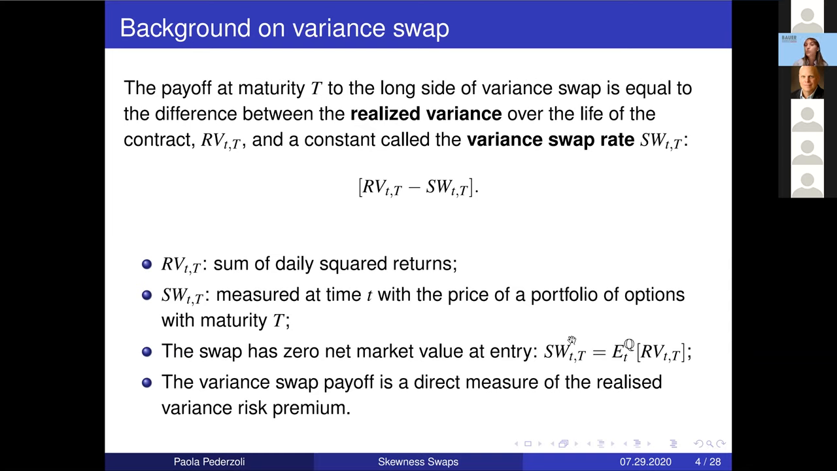This is a very standard result, which has been proven in Carr and Wu, in Martin, or also can be proved with the results of Bakshi and Madan. Because the swap has a zero net market value at entry, this variance swap rate is equal to the risk neutral expectation of the realized variance. And from this comes the result that this can be measured with a portfolio of options, with the spanning results of Bakshi and Madan, for example. So the payoff of the variance swap, the difference between the realized variance and the risk neutral variance, is a direct measure of the realized variance risk premium. This is the standard variance swap, which is traded OTC.